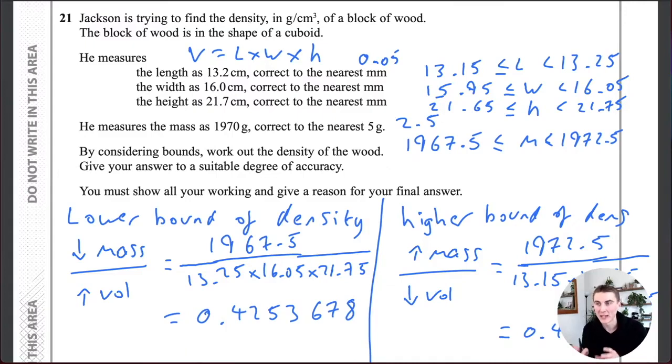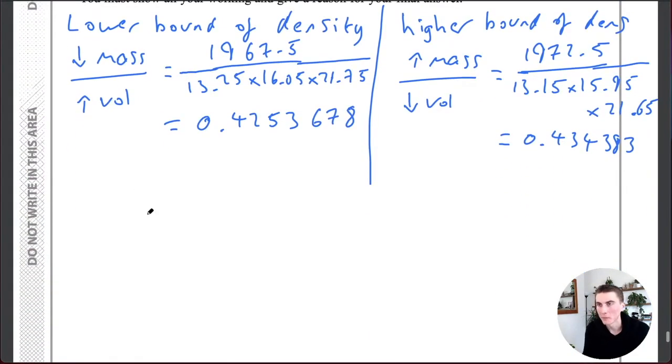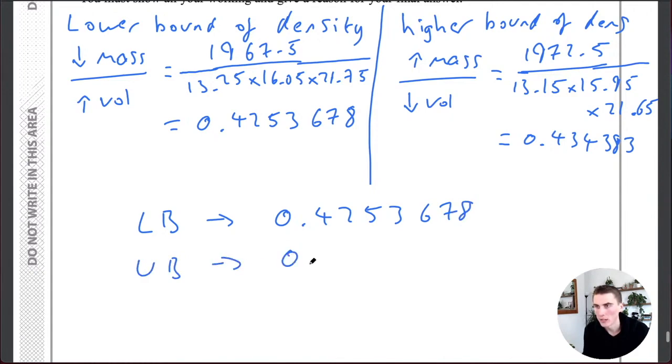So the point of all this was we can now compare these two answers to see how many significant figures they are the same to. So if I just scroll down for a minute, because we don't really need that, I'm going to write that my lower bound was this number here, 0.4253678. And my upper bound was 0.43438. So now that you've got both of them, you need to see how many significant figures they are the same value for each other.